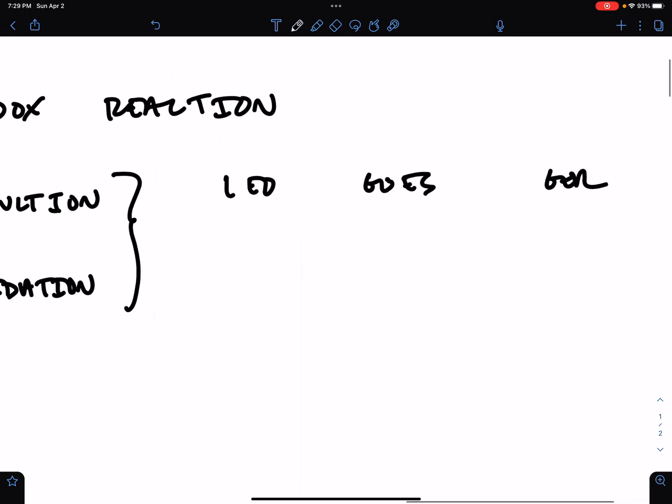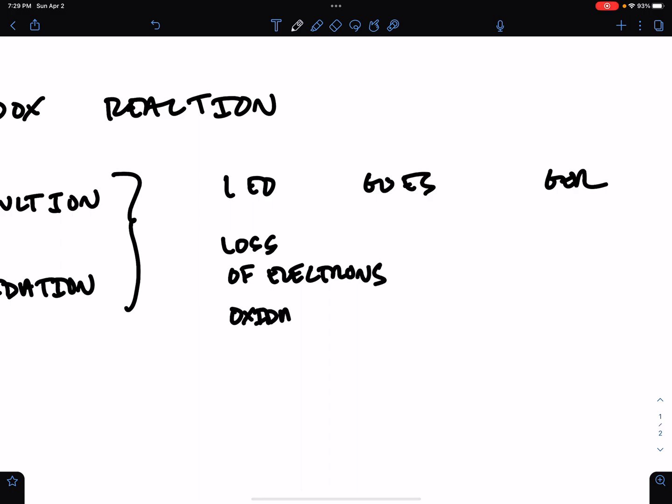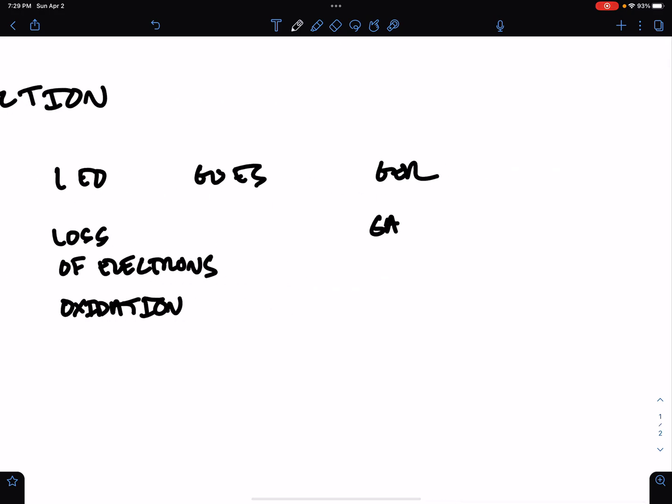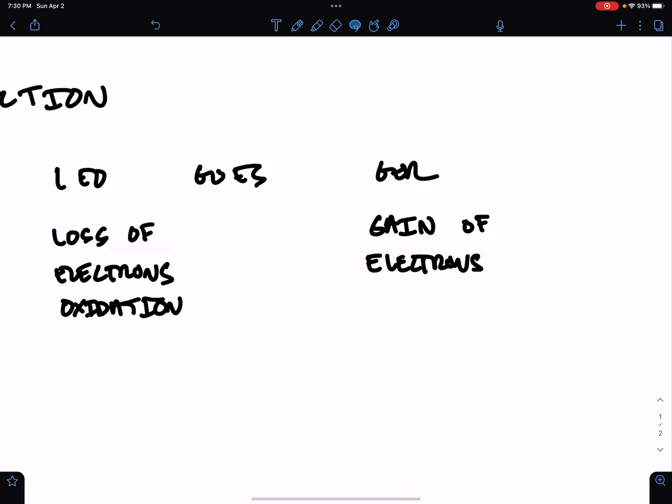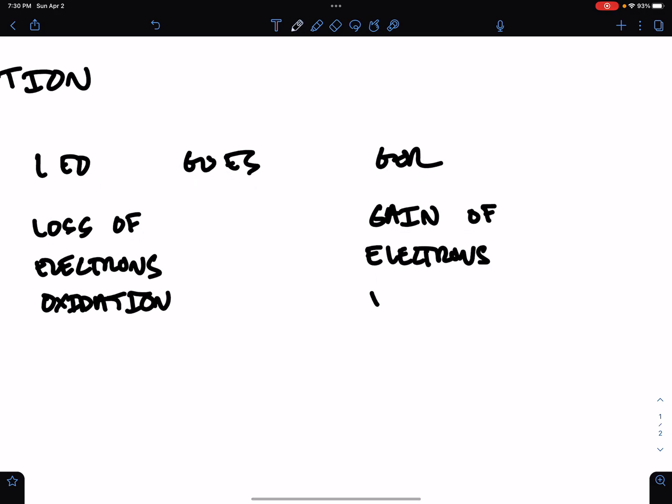where LEO stands for loss of electrons, oxidation, and GER stands for gain of electrons, reduction. Loss of electrons oxidation, gain of electrons reduction.